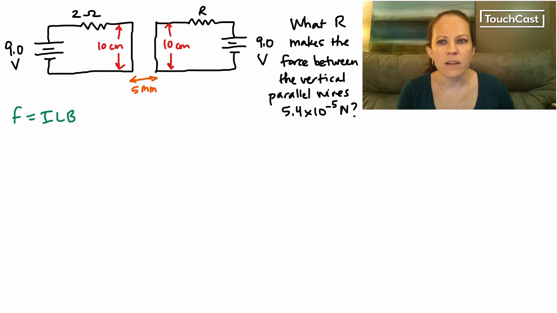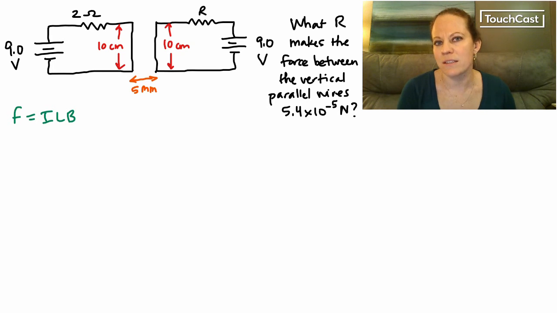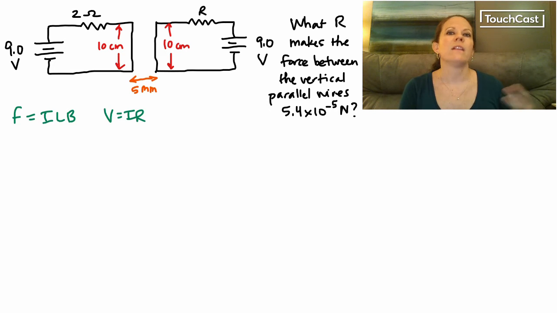So I can look at the other information that I'm given, and I notice that for that left-hand circuit, I have a voltage and I have a resistance. And then I can remember Ohm's law, voltage equals current times resistance. So I'll be able to find the current in the left-hand circuit. So that must be the one that's going to be generating the magnetic field that the right-hand wire is going to be able to interact with to find that force.